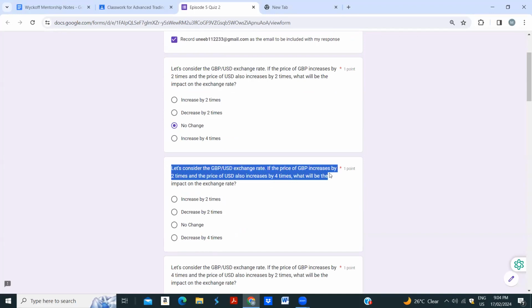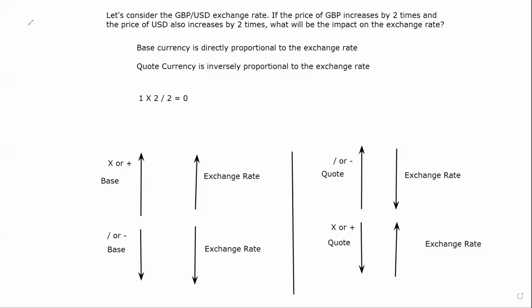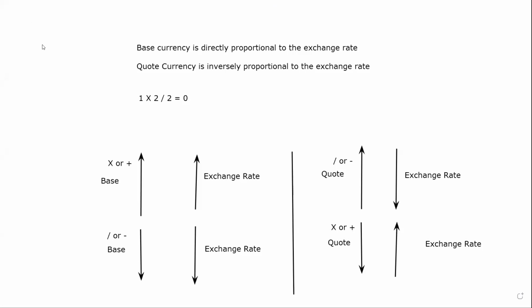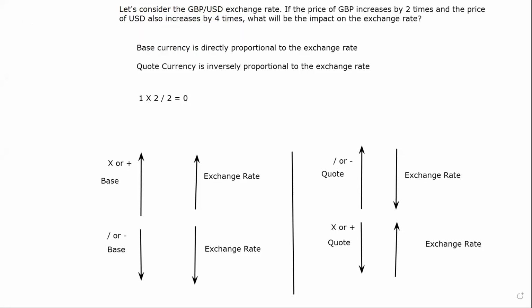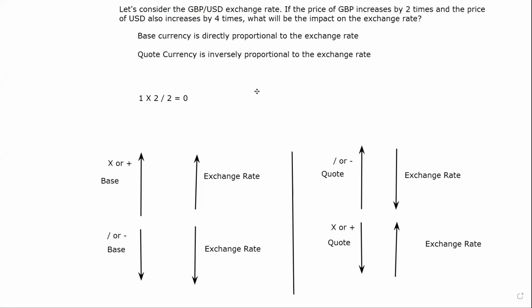In the same way, let's consider the GBP USD exchange rate. If the price of GBP increases by 2 times and the price of USD increases by 4 times, what will be the impact on exchange rate? Let me copy this question to the whiteboard. Now it says, let's consider GBP USD exchange rate. GBP is the base currency, USD is the quote currency. If the price of the GBP increases by 2 times, increase by 2 times.